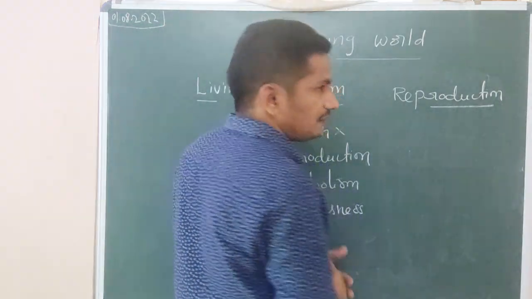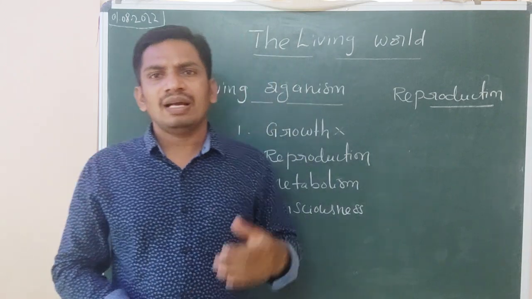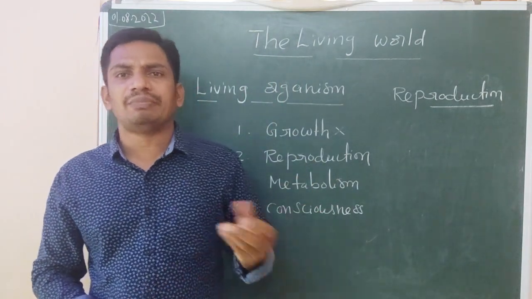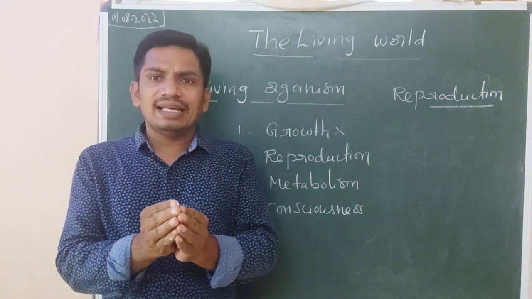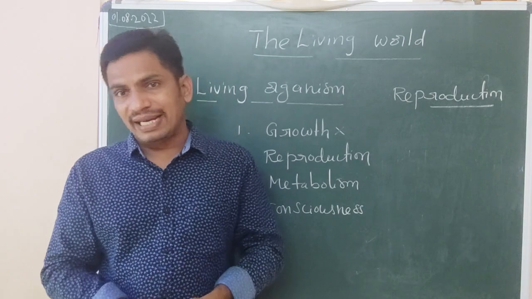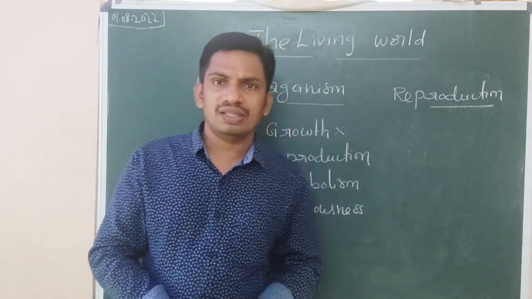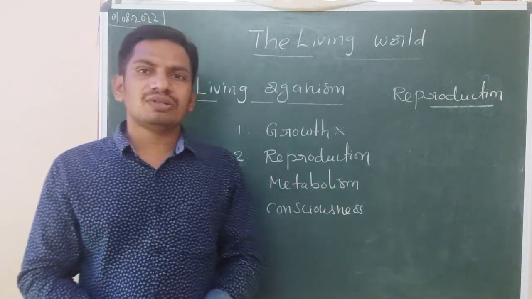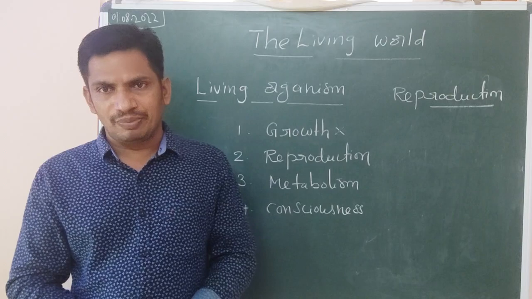See here, amoeba by binary fission, paramecium, and hydra by budding, and yeast also by budding, they can divide and produce the young ones. Plants can reproduce vegetatively and sexually. In higher animals also they produce their young ones by the sexual mode of reproduction.